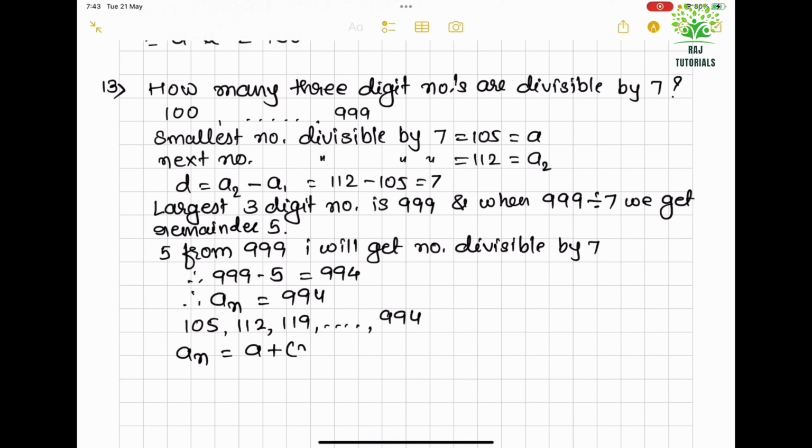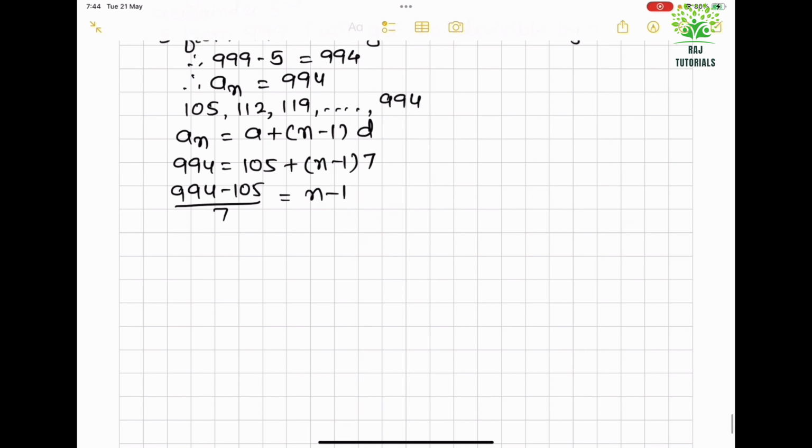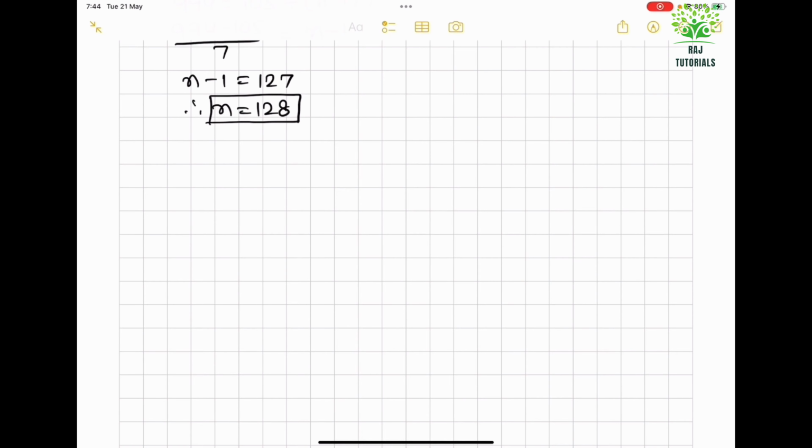So an equal to a plus n minus 1 d. So an is 994, a is 105, d is 7, and n minus 1 I don't know. So 994 minus 105 upon 7 will give me n minus 1. So if I divide it, I will get n minus 1 equal to 127. Therefore, n equal to 128. That means there are 128 three-digit numbers which are divisible by 7.